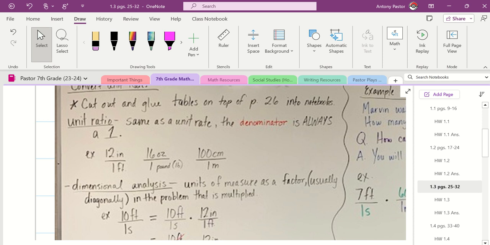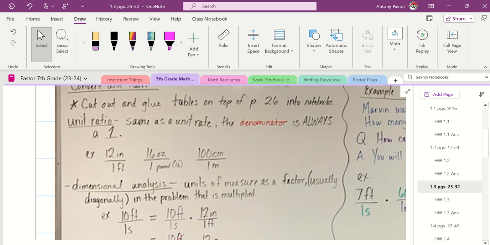So again, a unit ratio is the exact same thing as a unit rate. The denominator is always a 1. An example here is 12 inches in 1 foot. That is a unit ratio. 16 ounces in 1 pound. That is a unit ratio. 100 centimeters per 1 meter. Unit ratio. Dimensional analysis is the units of measure as a factor, usually diagonally, in the problem that is multiplied.